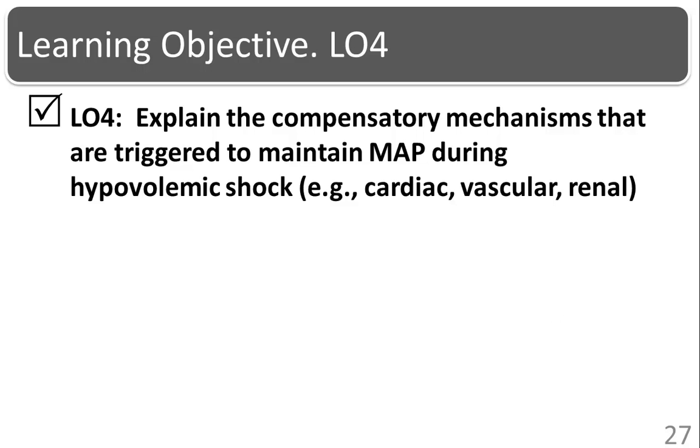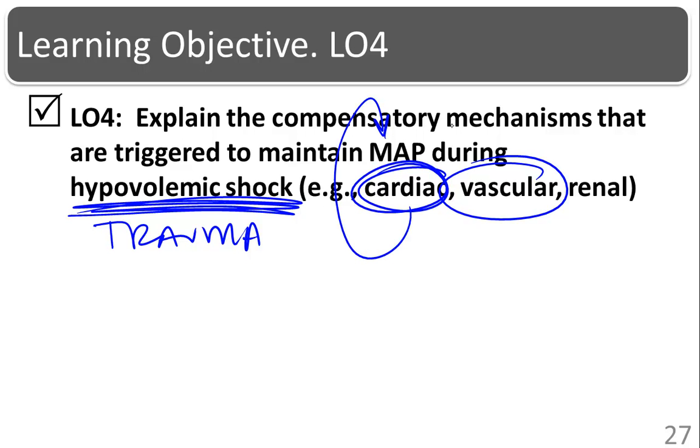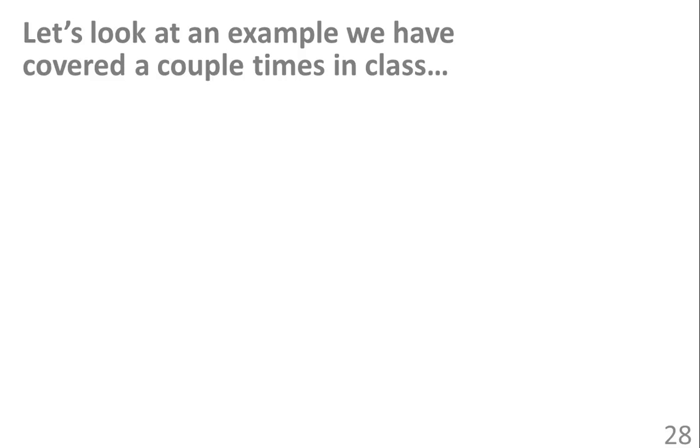Okay, explain the compensatory mechanisms that are triggered to maintain mean arterial pressure. So again, we're going to use our example of hypovolemic shock, say due to trauma. And I want you to think about what are going to be the cardiovascular changes and adaptations to help preserve our mean arterial pressure, which again, the whole problem with shock is that our mean arterial pressure has been compromised. And then also we're going to throw in the renal changes as well.